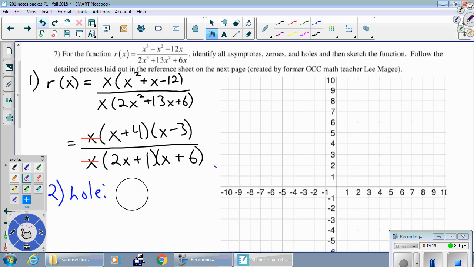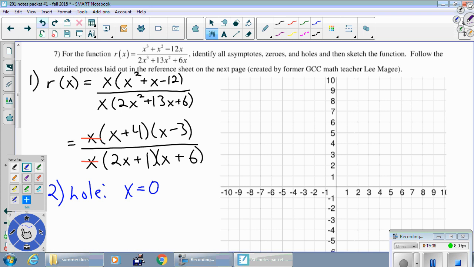But that isn't the thing that canceled. The thing that canceled was x. And so the hole occurs when x is 0, not x plus 4, but when x is 0, and that equation is already solved. And so to find the location of the hole, we're going to plug 0 into R.